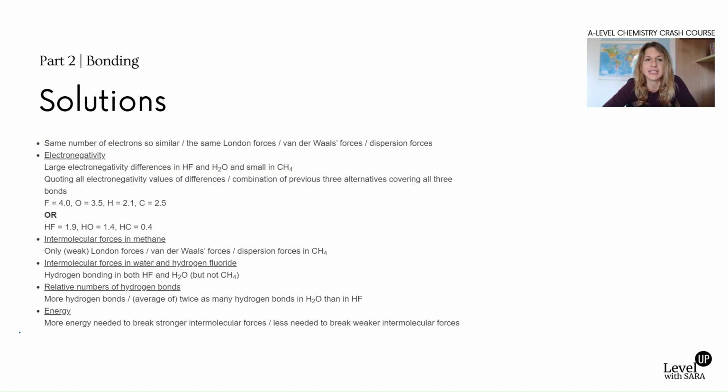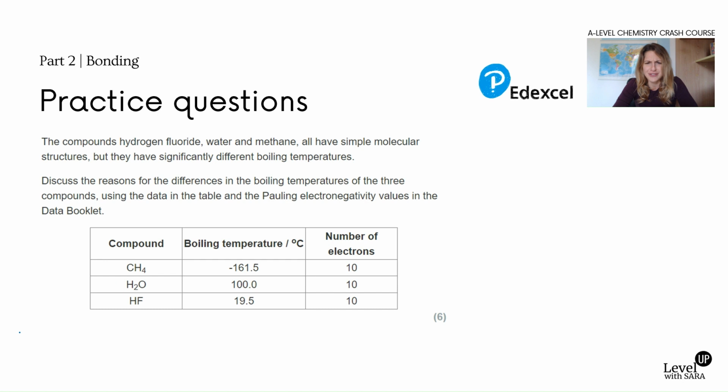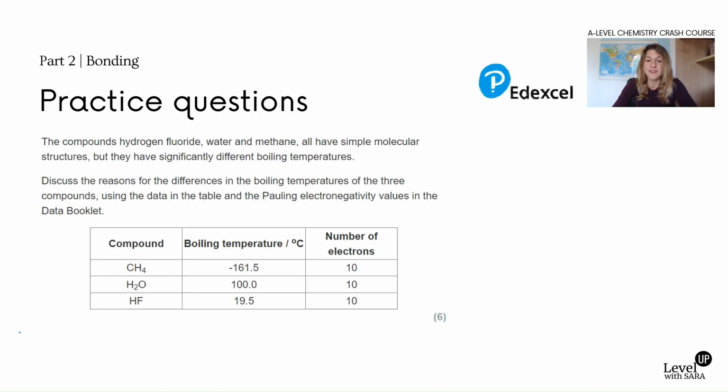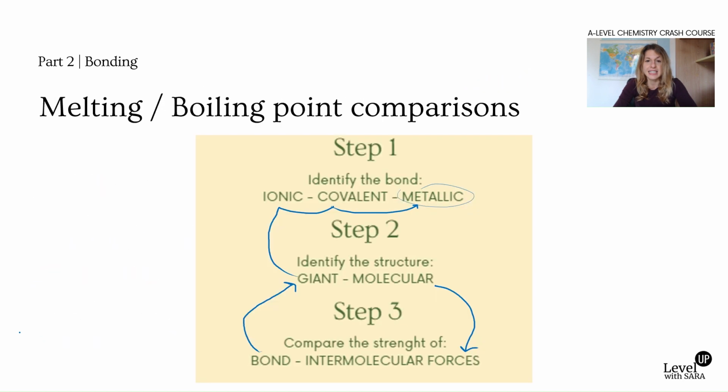And here is the marking scheme. Same London forces, that's a key one, because they have the same number of electrons. The same number of electrons is a reason. Electronegativity, how big the difference is. Then think about the intermolecular forces in each, and then about the energy. Notice how a 6 mark question can be so easily distributed in terms of marks. So I hope this revision helps you think about the key things to mention in the comparison of melting and boiling point.